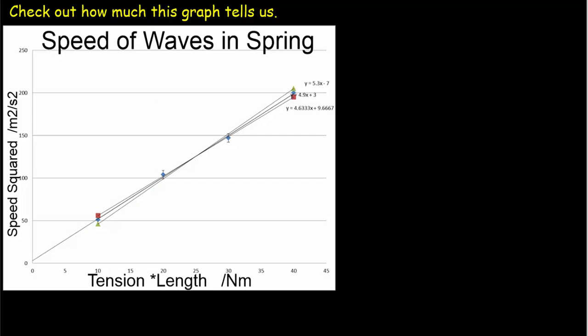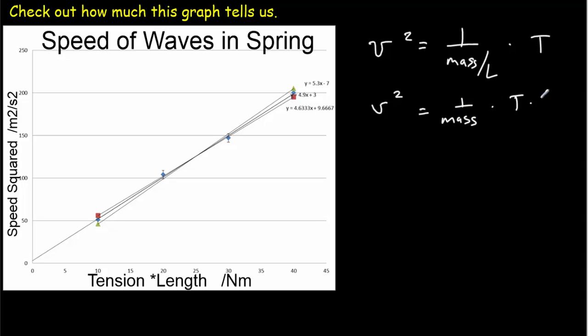Here's some student data, and the student was plotting the speed of waves in a spring. They had looked up the theoretical equation that the speed squared was supposed to be equal to 1 over the mass per unit length times the tension in the spring. So if that's rearranged, you're going to get that v squared is equal to 1 over the mass of the spring times the tension times the length. And so what they did is they made tension times length their x variable and v squared their y variable in order to obtain linearization.